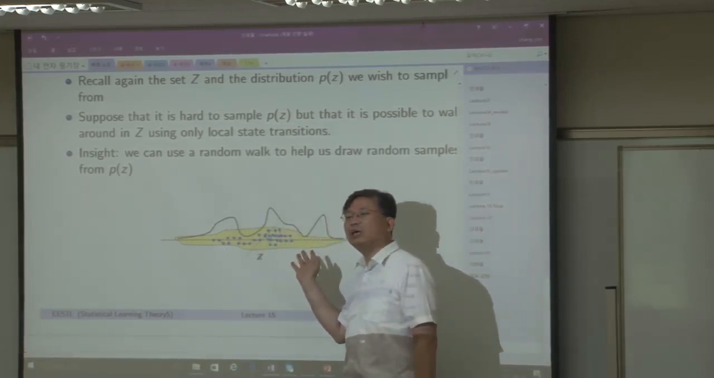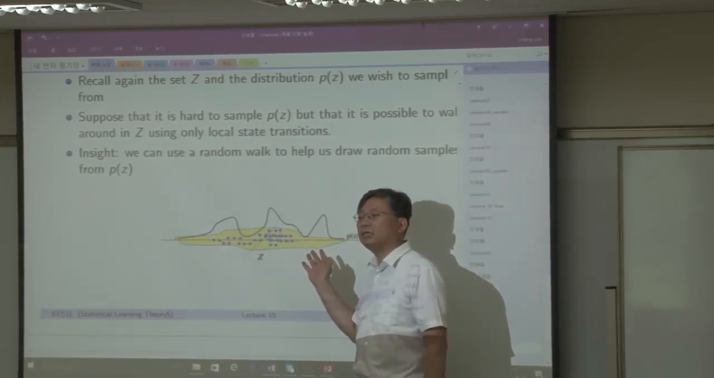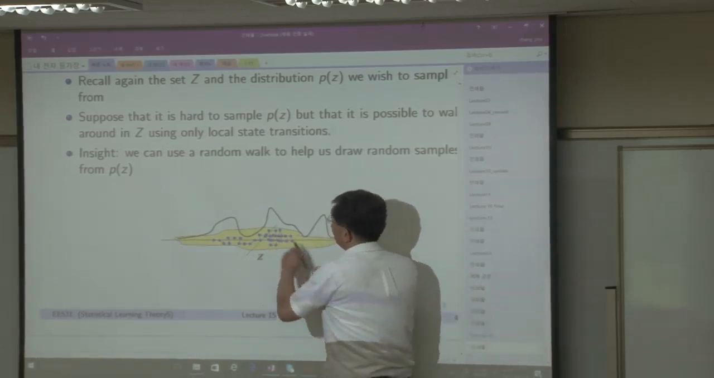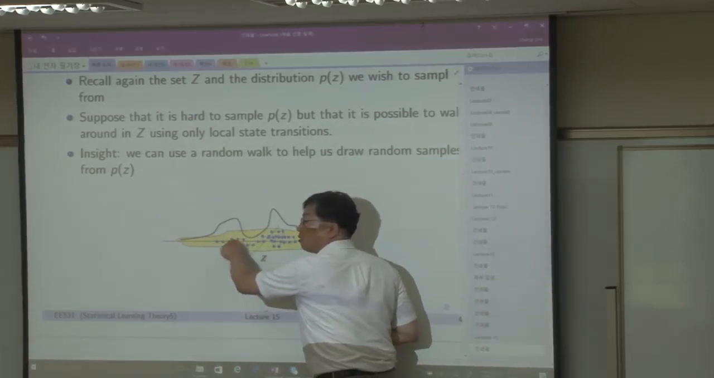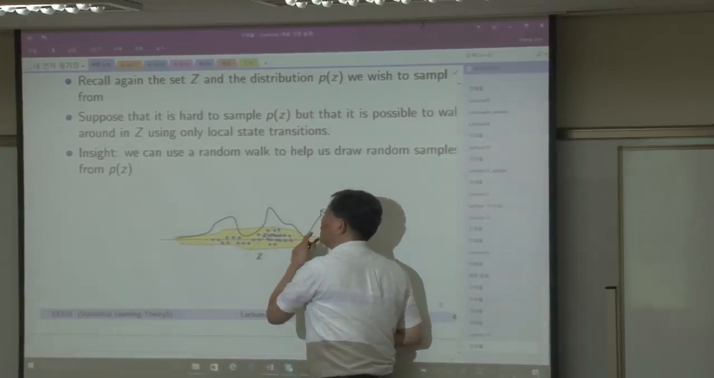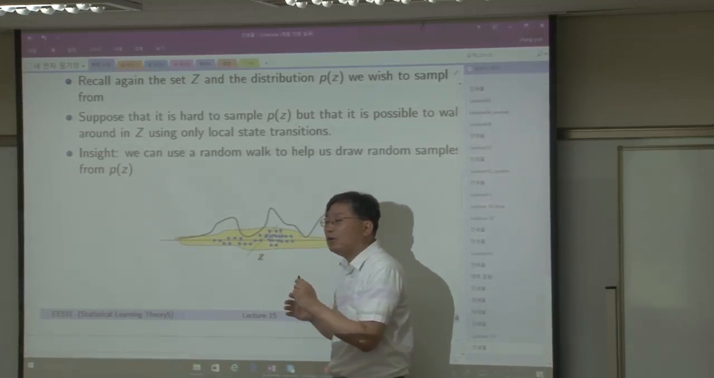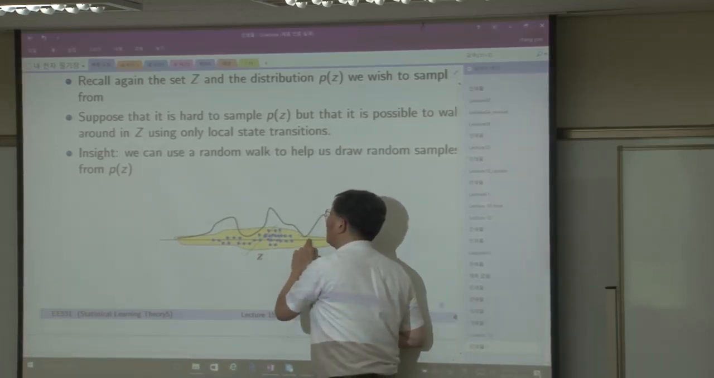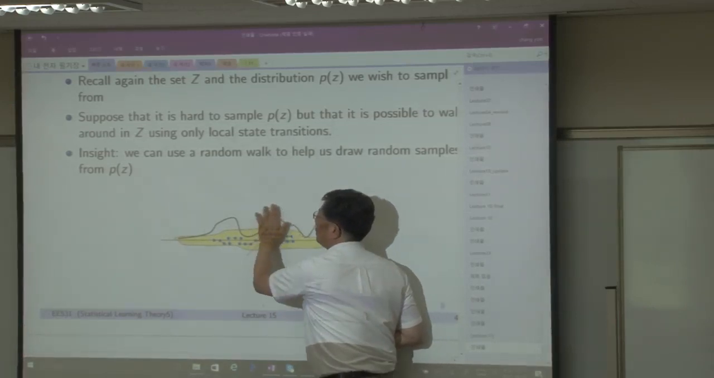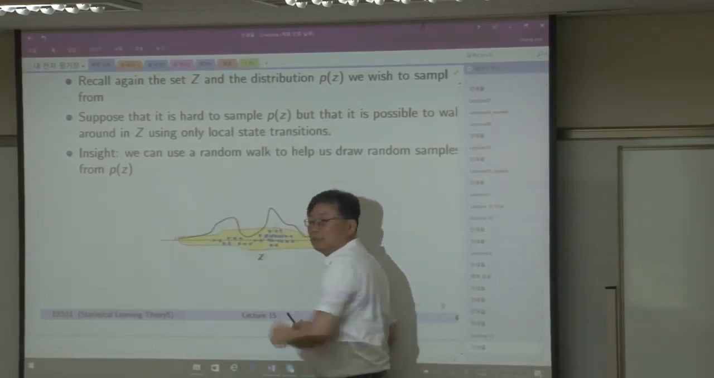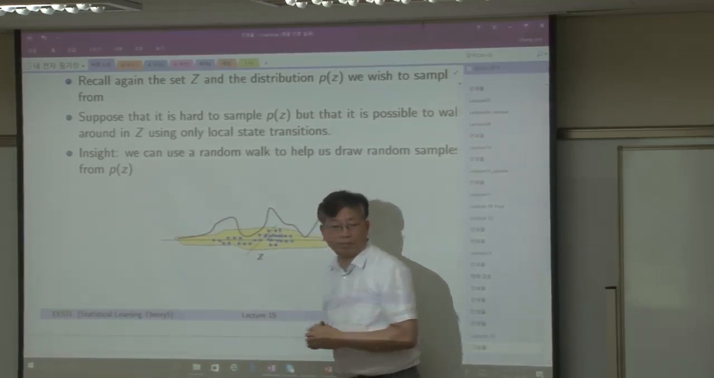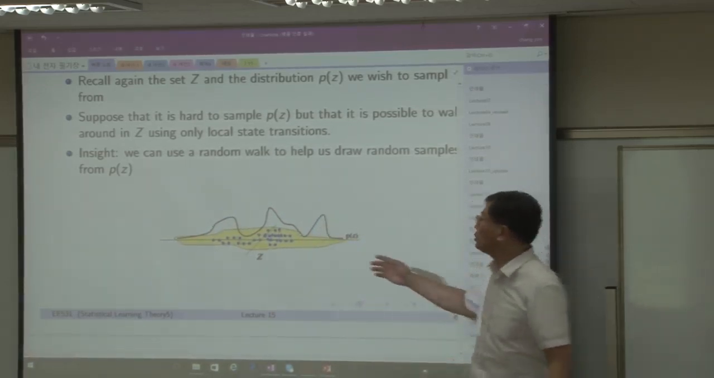How is the transition done in this MCMC? It's not just a random walk, which I'm going to show you, but it's a random walk in an intelligent way. You want a random walk around high probabilities. That's how the transitions work. Otherwise, you stay.